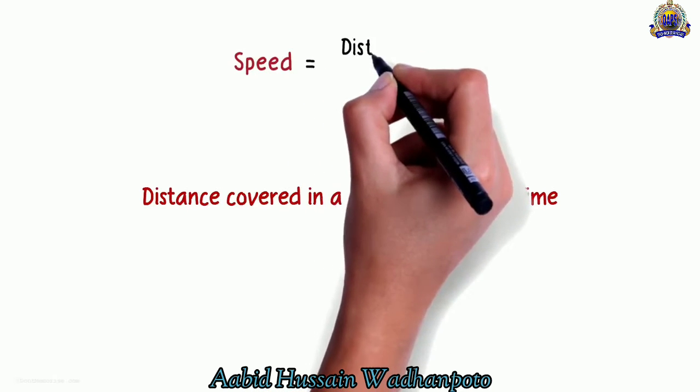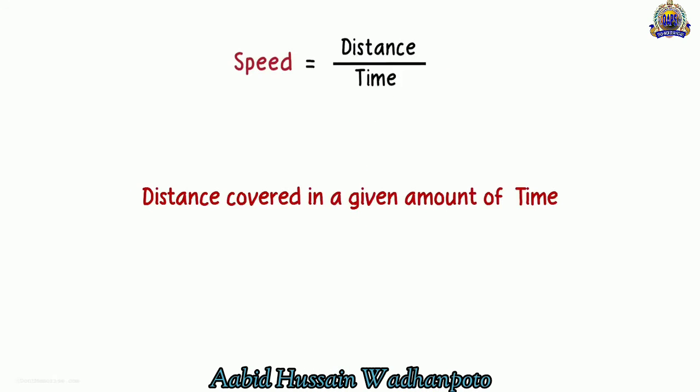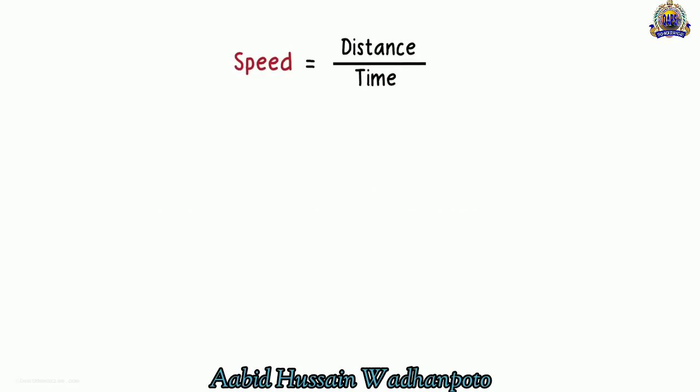Speed was the distance covered in a given time, distance per time. In short, we can say by the formula that speed is equal to distance upon time. As we have discussed, speed is a scalar quantity because it does not have any particular direction. We are discussing only the distance covered.